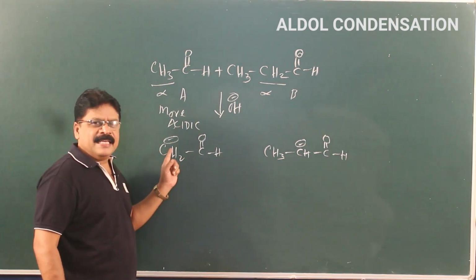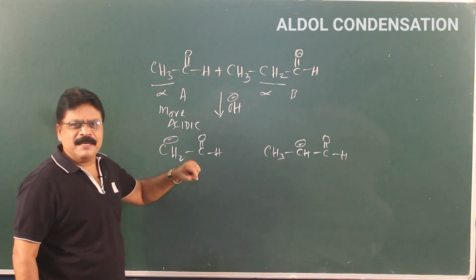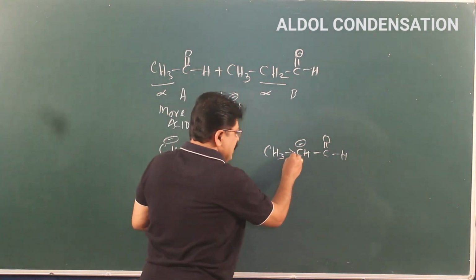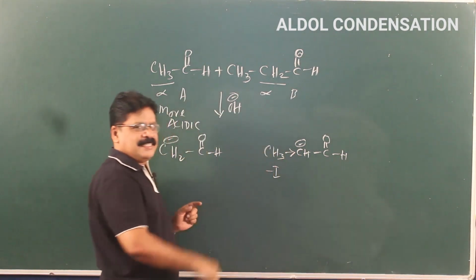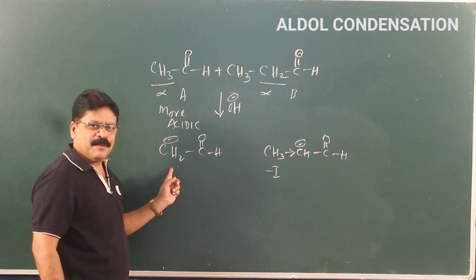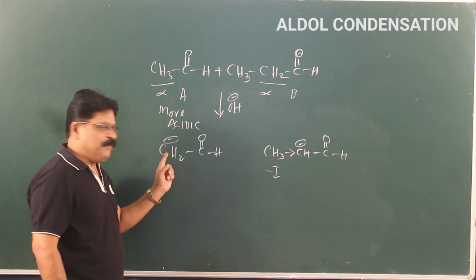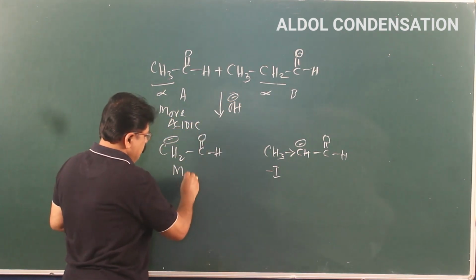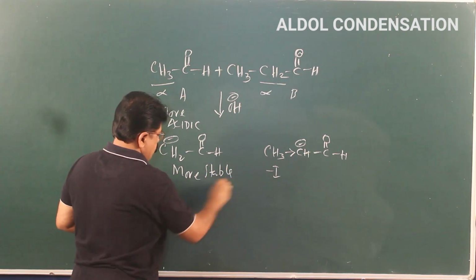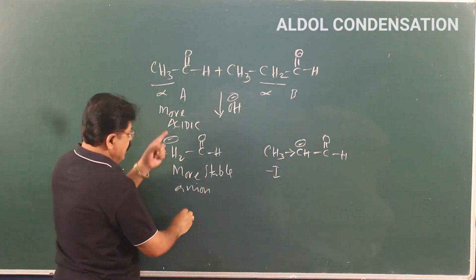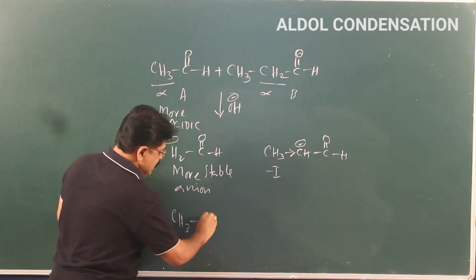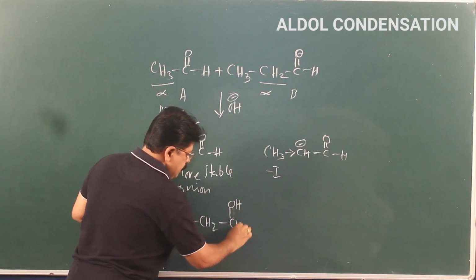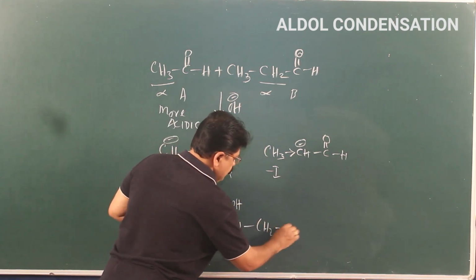We have studied that the carbanion's stability is dependent upon the plus I effect. Here the plus I effect of this will decrease its stability. This is more stable. So which will you get more? This. Once you get this, this will then attack this. So this is more stable. Therefore, the product obtained will be CH3, CH2, OH, and this CH2 will attack.